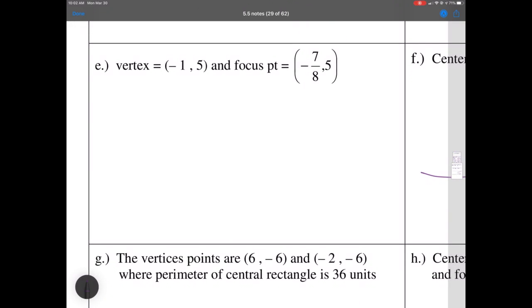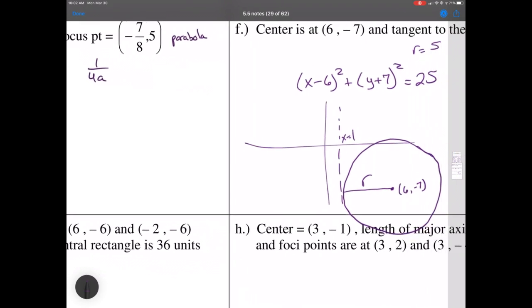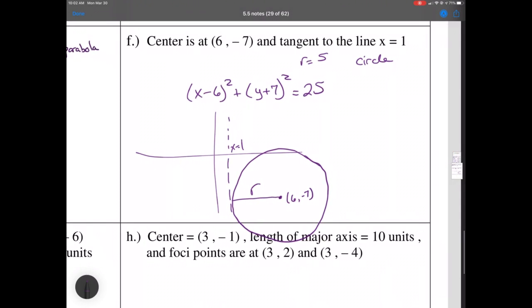For example, E, you have a vertex and a focus point. We know this has to be a parabola. So you can use that given information. Remember that we get our focus. We get the focus from 1 over 4A. So using that information, you can identify what A is, and you have your vertex, and that will give you the equation of your parabola.